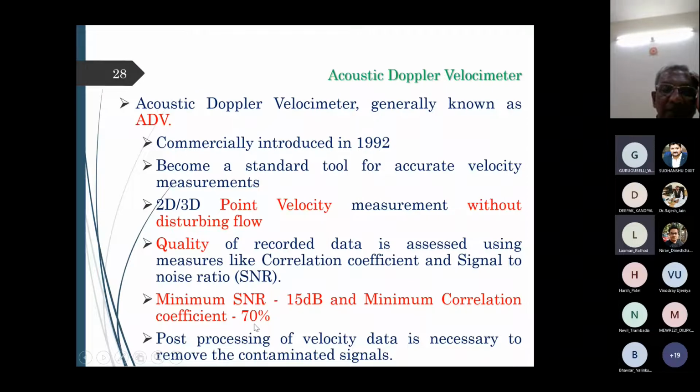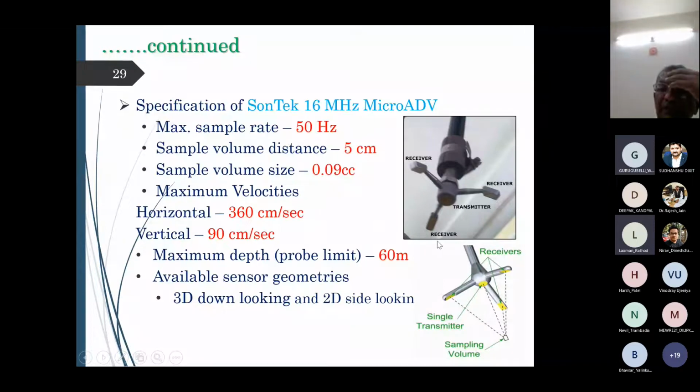If the correlation goes below 0.7 or 70%, then that data is considered contaminated. So minimum it should be 70%, right? SNR means signal to noise ratio. You have the transmitter and the receivers. The signal is transmitted from this point, and there are 3 receivers from which you get the signal back from that particular point. A sample volume is designated, at which you make the measurements.